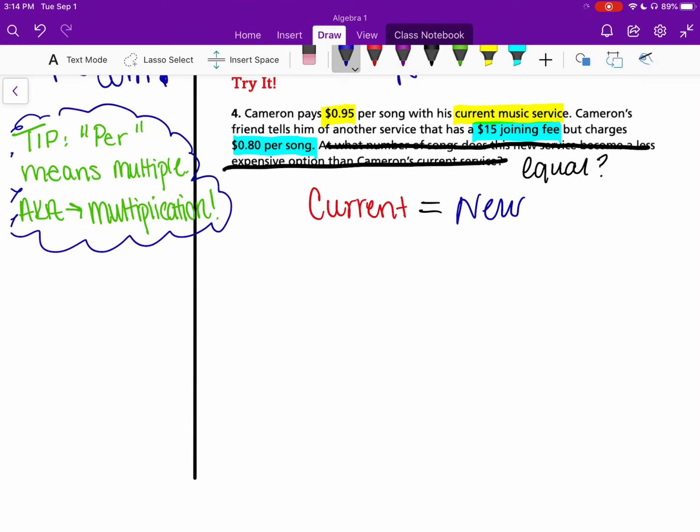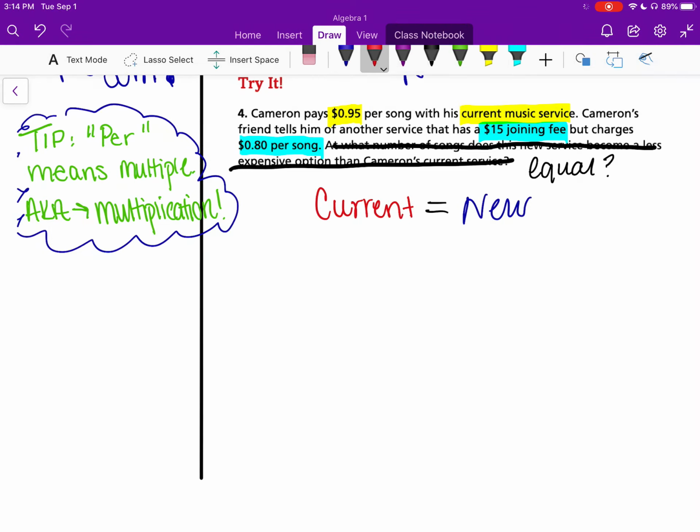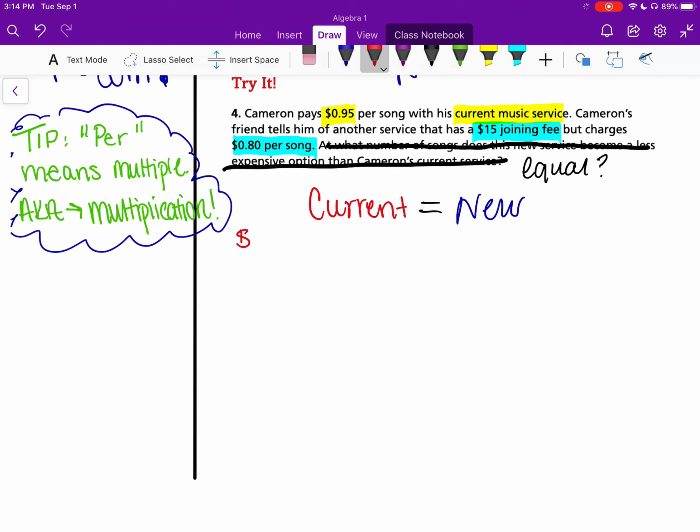So if you were buying 5 songs, you'd pay 95 cents 5 times. If you were buying 10 songs, you'd pay 95 cents 10 times, which means you are multiplying. Per typically means multiplication. So we're going to set up an equation to represent his current one versus his new one. His current plan is 95 cents per song. We don't know how many songs, so that's what we use our variable as, x. But there is no joining fee. It cost him $0 to sign up.